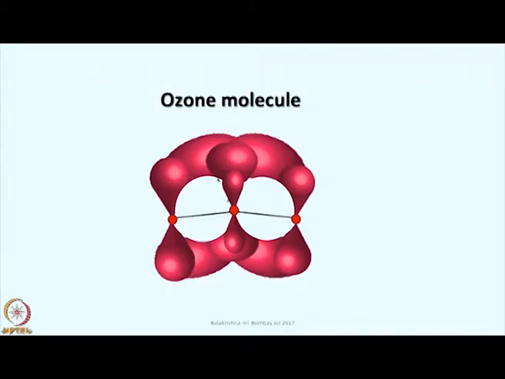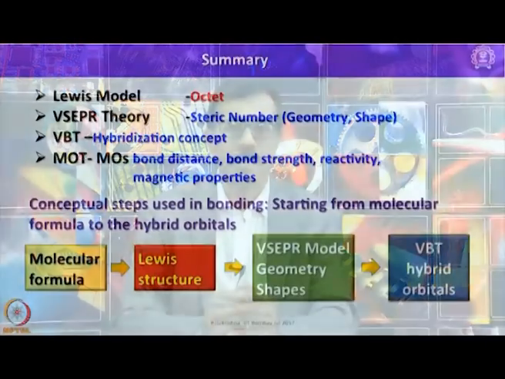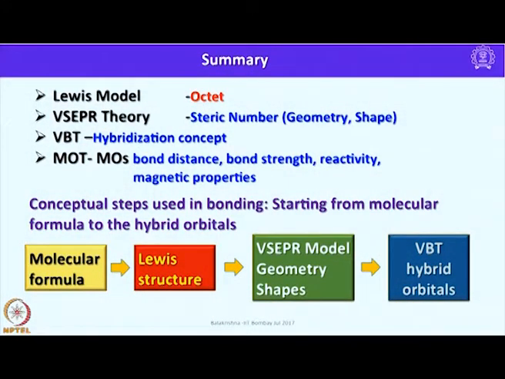Now let us summarize all the bonding concepts we came across. First, we began with the Lewis model. The Lewis model gives emphasis to the s2p6 electronic configuration, that means the octet. Each and every main group element has a tendency to have the s2p6 electronic configuration, so that they can have the next inert gas electronic configuration and attain their stability.